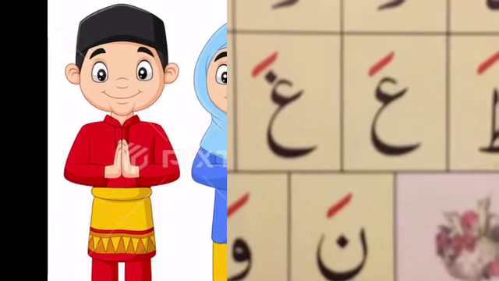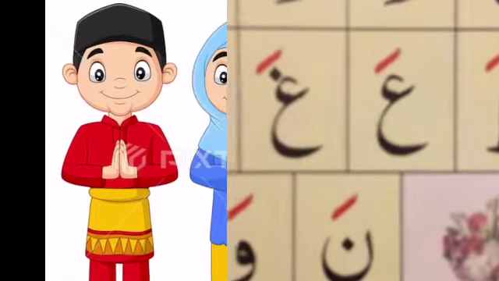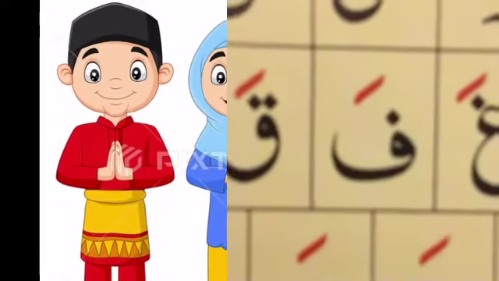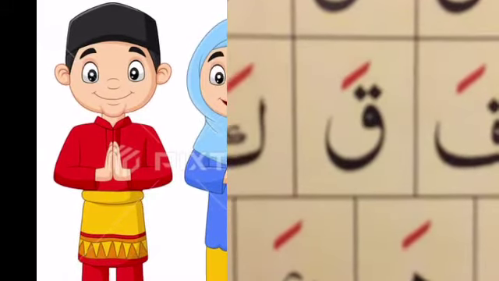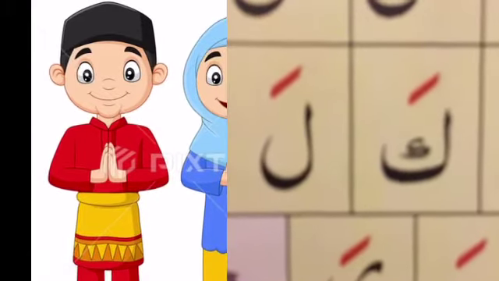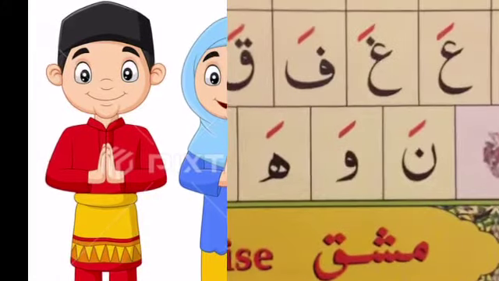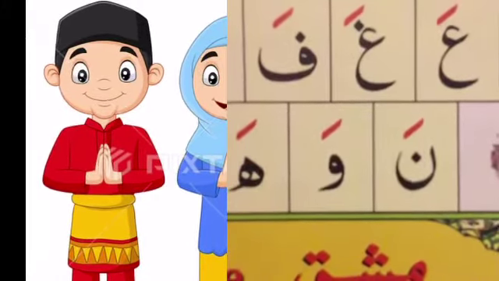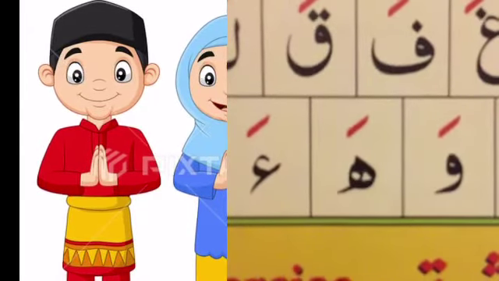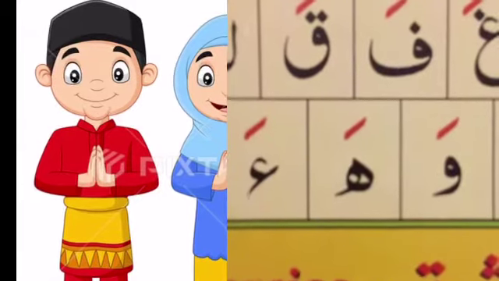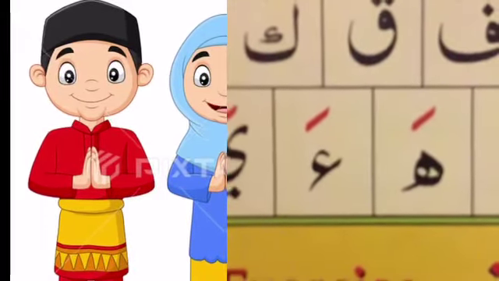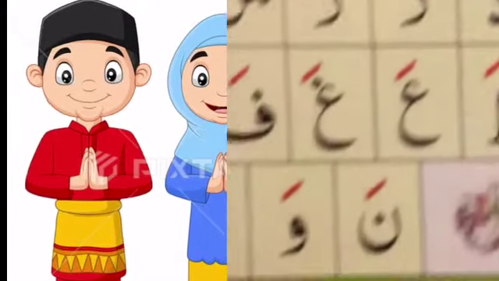And I got here ayn with fatiha on the top is a, ghain fatiha on the top is gha, fa is fa, qaf is qa, kaf is ka, lam is la. And then I got here noon with the fatiha on the top is na, waw with the fatiha on the top is wa, ha with the fatiha on the top of it is ha, and hamza. Hamza is exactly the same as alif.